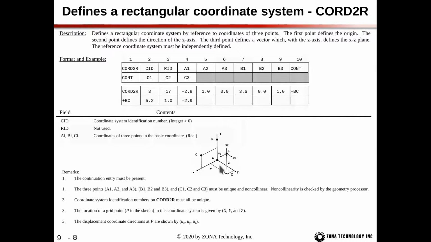So if we take the cross product of vector AB and AC, you can see that we get the y-axis, and then once we have the z-axis and y-axis, we can find the x-axis here. The RID field is not used in ZEUS, so unlike Nastran, you cannot have Chord2R cards reference other Chord2R cards. The Chord2R card here is always in the basic coordinate system.